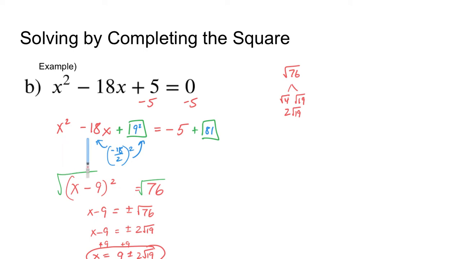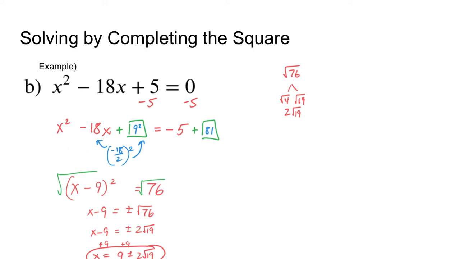Really, folks, it's this second step right here that's so critical. That's where you're actually completing the square. You're figuring out what number to put in the box so that you can end up with this binomial squared. You can use that shortcut. So it's really this second step that's critical.